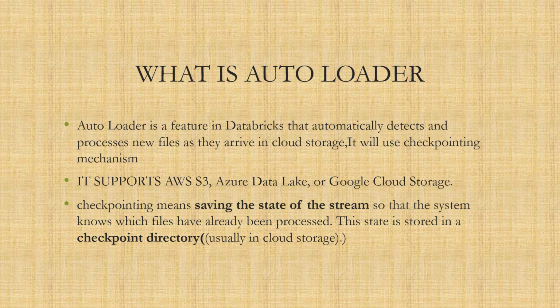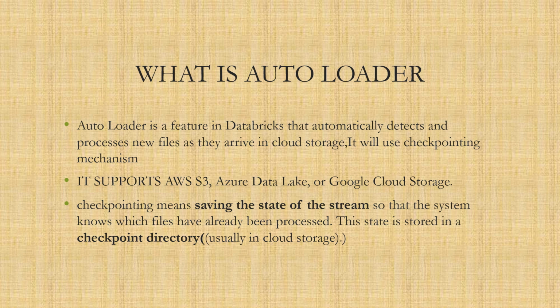Like that, we also have the Auto Loader option. Auto Loader is basically a feature in Databricks which automatically detects and processes new files whenever they arrive in our cloud storage. That cloud storage may be Amazon S3, or Azure Data Lake, which is our favorite storage as data engineers, or any GCP cloud storage. Whenever new files arrive in our storage account, it will detect the new file and ingest only that new file. Now you are clear on Auto Loader.